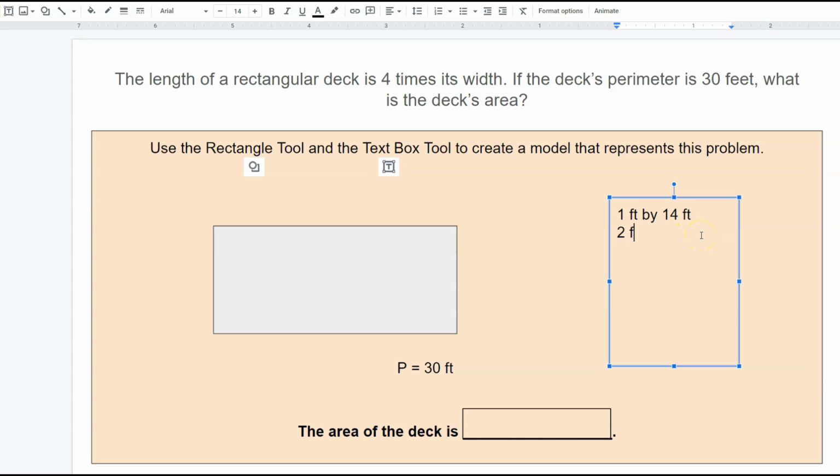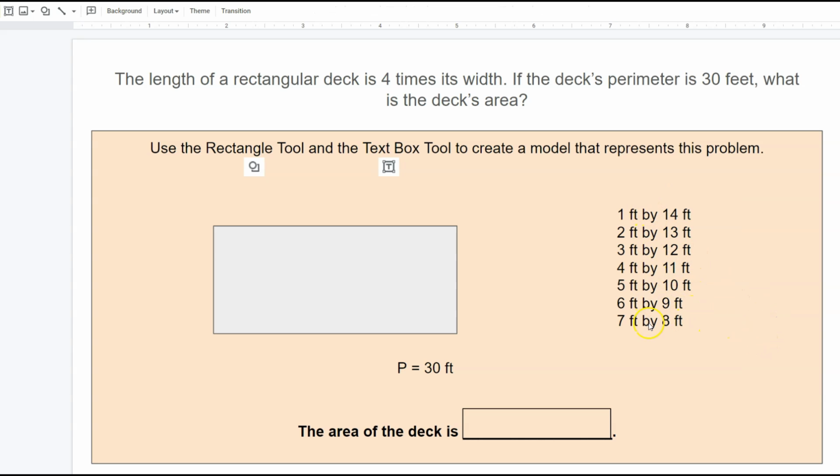I can come up with another possibility, 2 feet by 13 feet, which also has a perimeter of 30, because when 2 plus 13 is added together, that gives me 15, which is half of 30. I'm going to continue this list until I've come up with all the different possibilities. Notice all these dimensions, when just the first dimension and the second dimension are added together, give me 15. Now these are all the possible rectangles that have a perimeter of 30 feet.